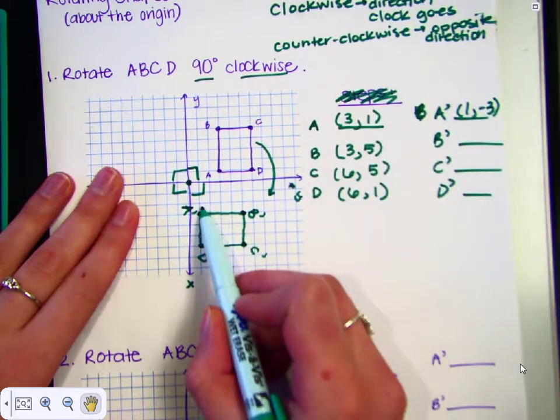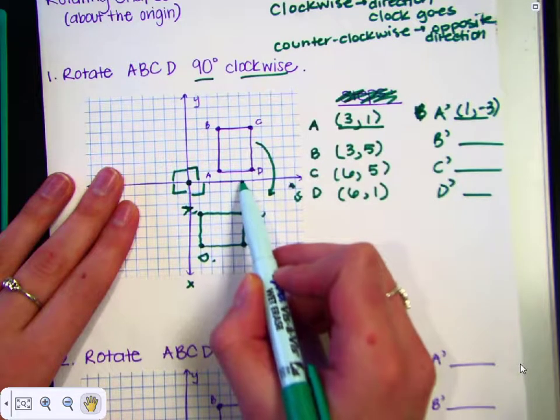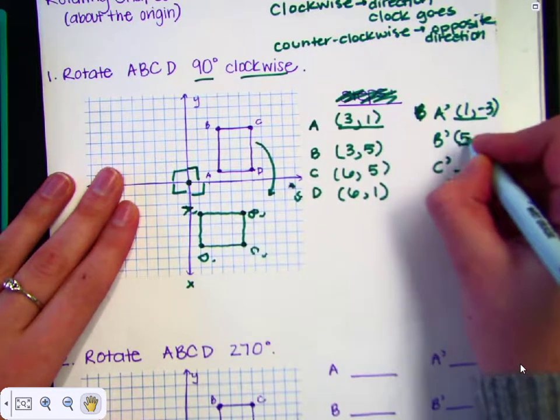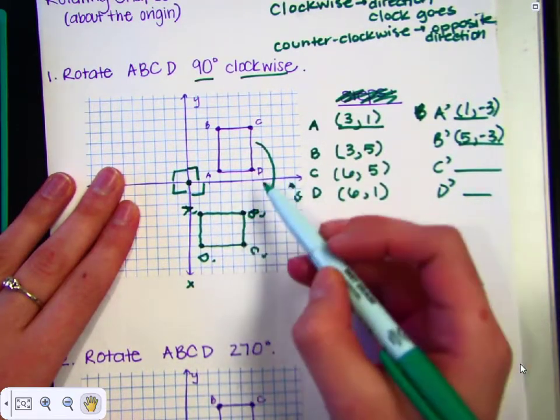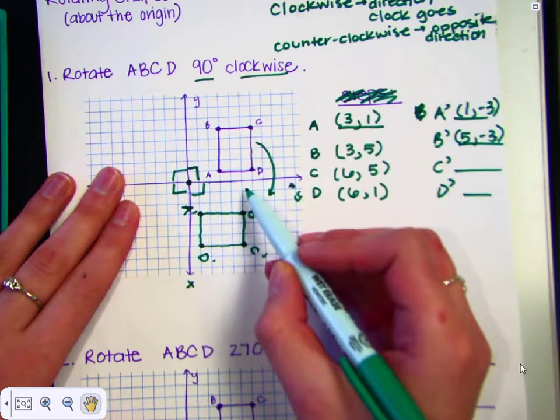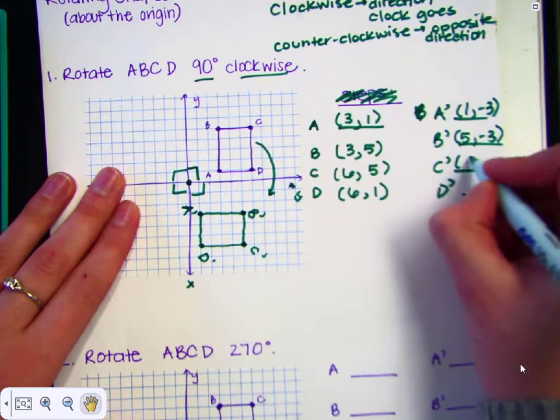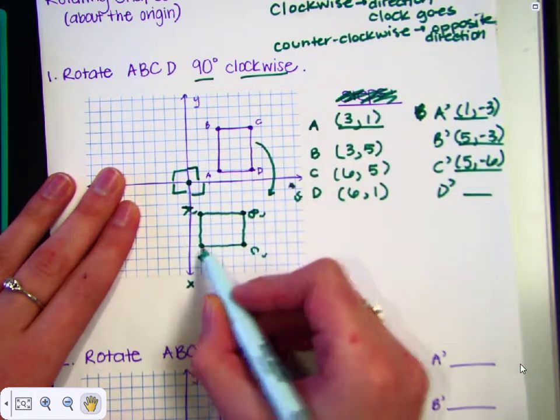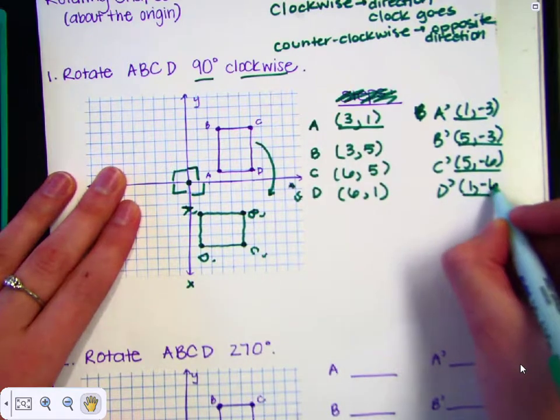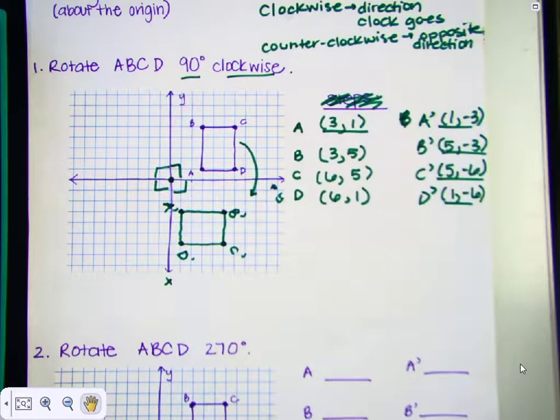B prime is 1, 2, 3, 4, 5, 5, -3. C prime is really 5, -1, 2, 3, 4, 5, 6. And D prime is really 1, -6. So those are the directions on how to rotate shapes.